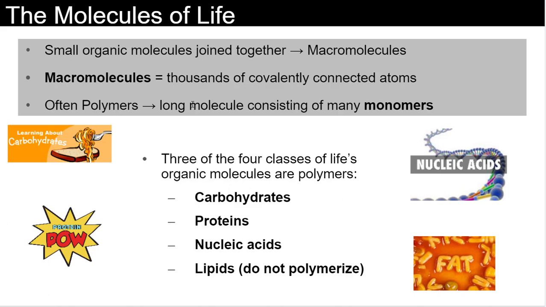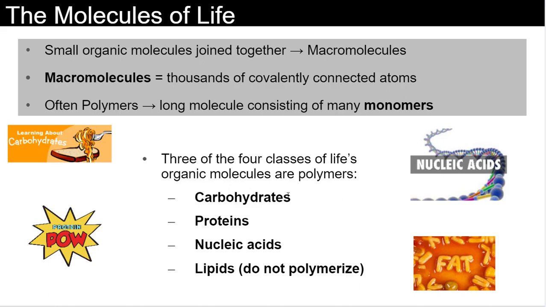Macromolecules are just organic molecules, small foundational units that become assembled into larger things with tens, hundreds, thousands of carbons. Macromolecules are bonded through covalent bonds, so those carbon-carbon and carbon-oxygen bonds. These often can turn into polymers or long chains of different macromolecules linked together.